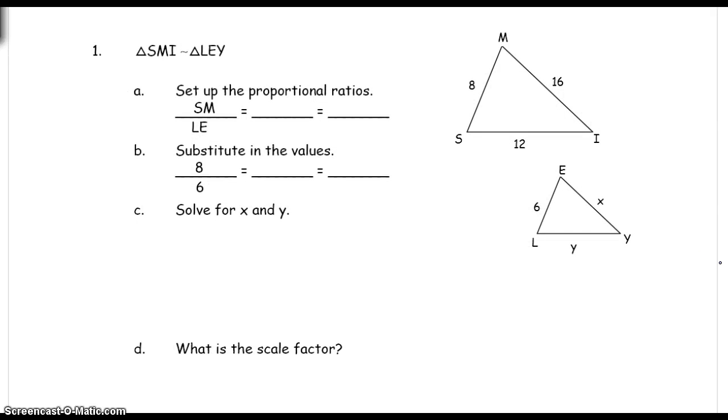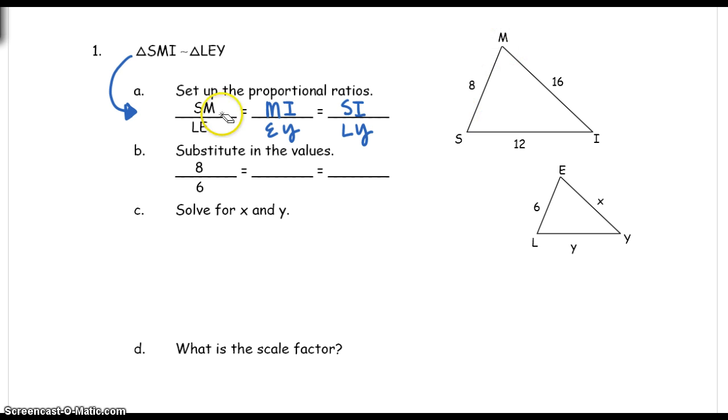We got Smiley here. It says set up the proportional ratios. It looks like they already started it for us. And remember what I said, I like to use this guy right here. So SM went with LE, okay. MI will go with EY. And then last we have SI, and that goes with LY. Like that.